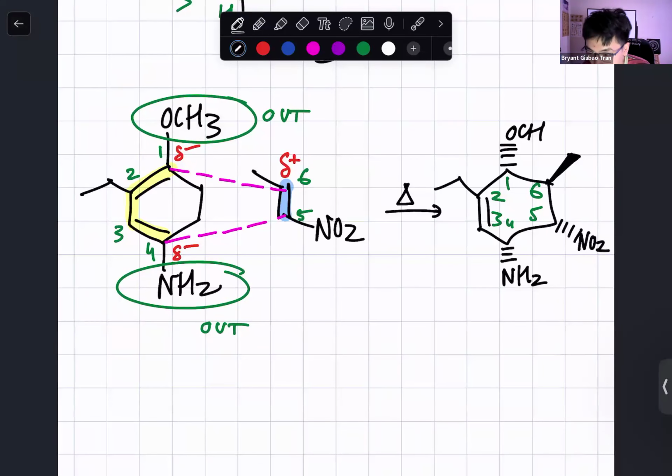Okay. Why isn't there a wedge or dash on carbon 2? Yeah, so there's not going to be a wedge or dash on carbon 2 because, do you know the hybridization on carbon 2? Is it going to be sp, sp2, or sp3 hybridized?